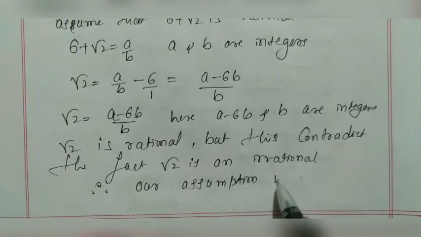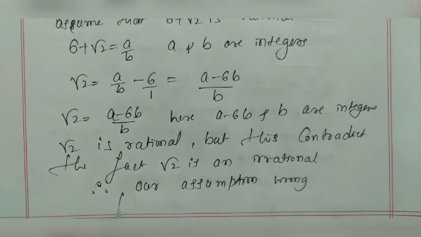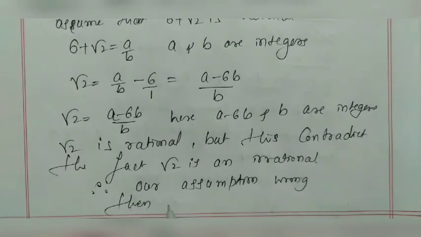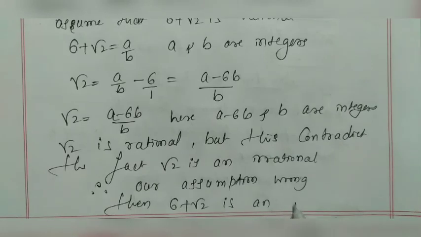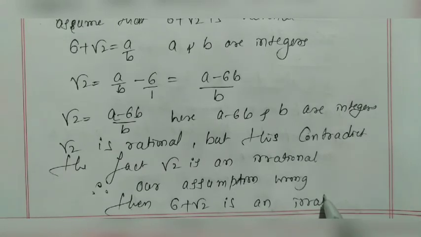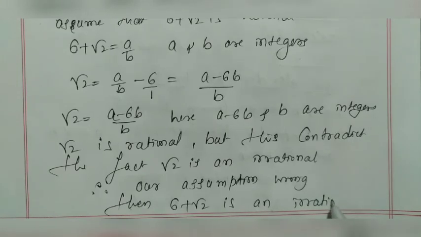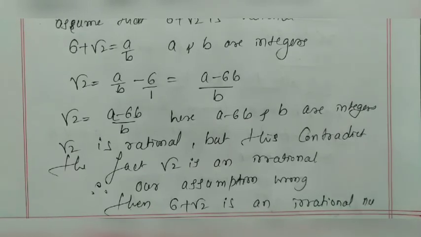If our assumption is wrong, then 6 plus root 2 is an irrational number. You can write here 6 plus root 2 is an irrational number.